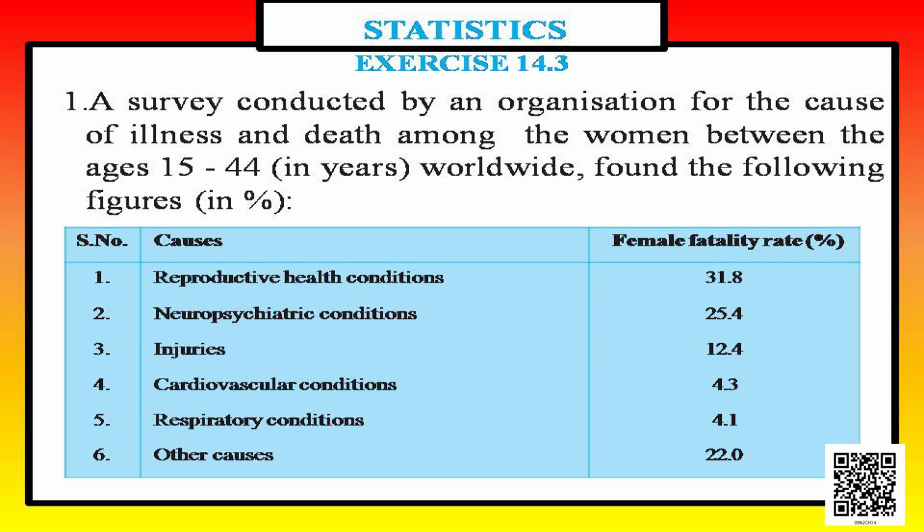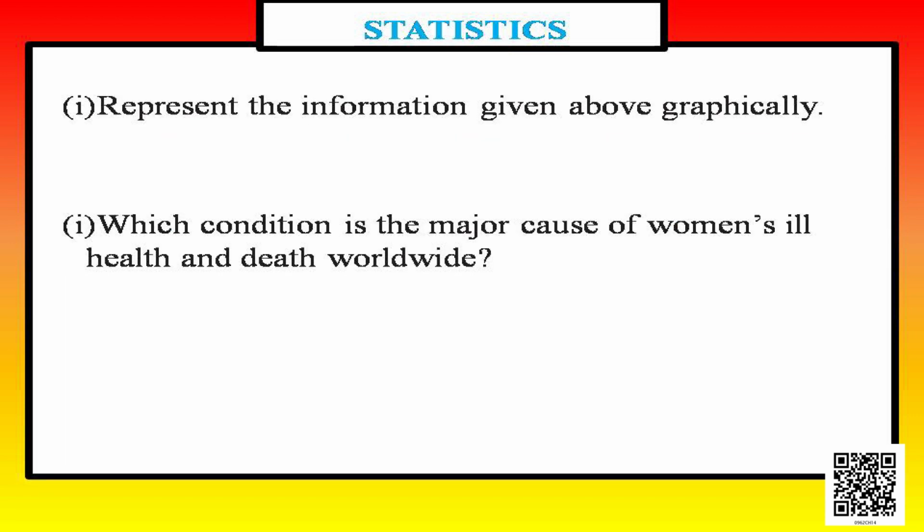It says, a survey conducted by an organization for the cause of illness and death among the women between the ages 15 to 44 in years worldwide. There are some causes written, and along with it their number, that is the frequencies, which is for female fatality rate. Now the question they have asked is, represent the information given above graphically, and which condition is the major cause of women's ill health and death worldwide. Now let me draw the figure for this and we will discuss the solution.